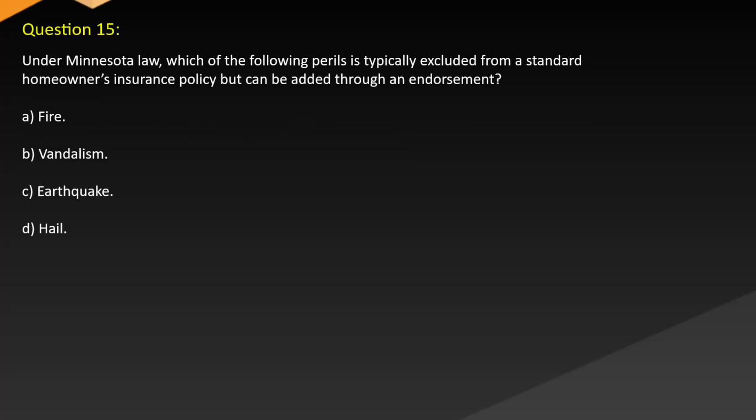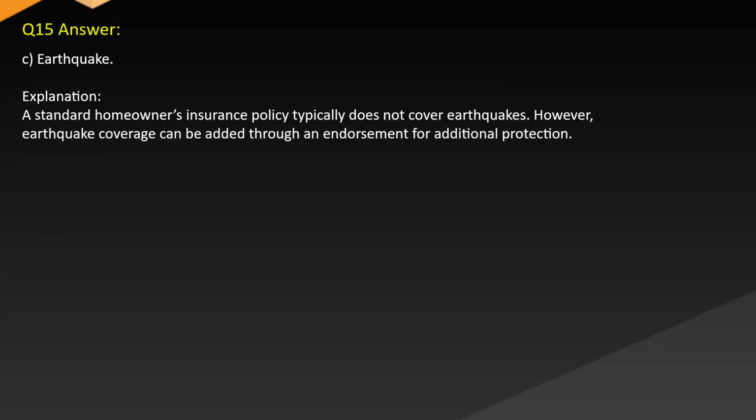Question 15. Under Minnesota law, which of the following perils is typically excluded from a standard homeowners insurance policy but can be added through an endorsement? A. Fire. B. Vandalism. C. Earthquake. D. Hail. Answer: C. Earthquake. Explanation: a standard homeowners insurance policy typically does not cover earthquakes. However, earthquake coverage can be added through an endorsement for additional protection.